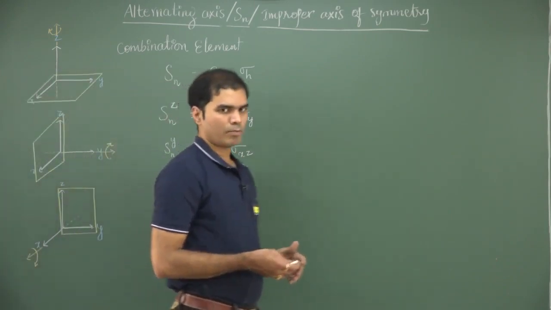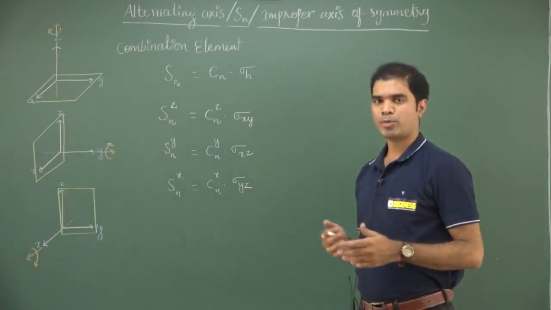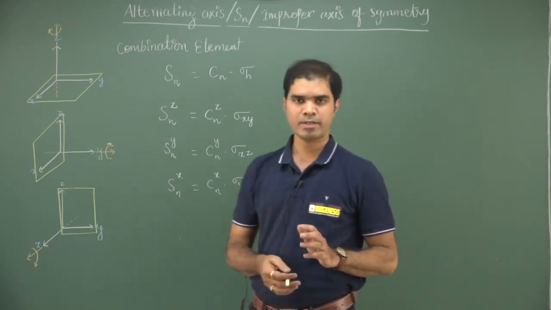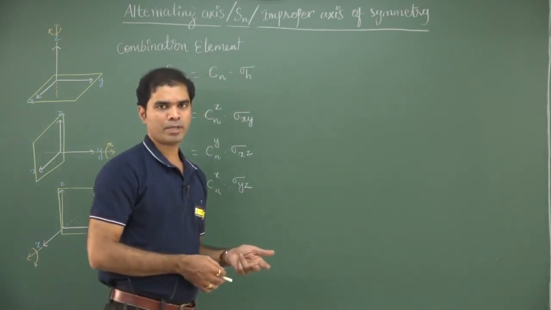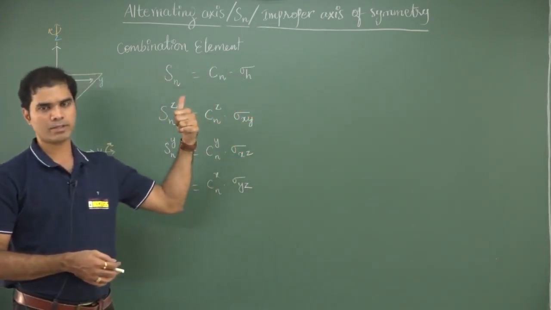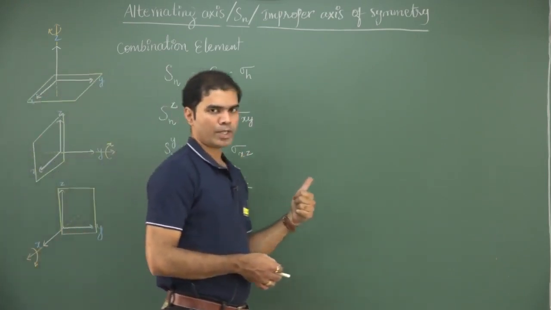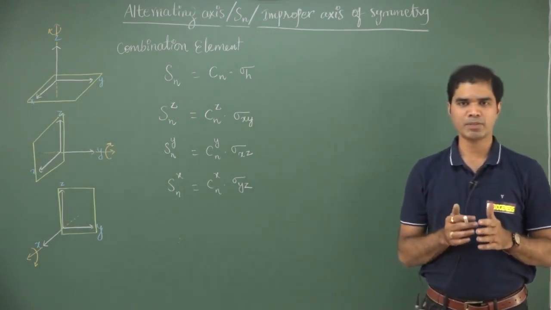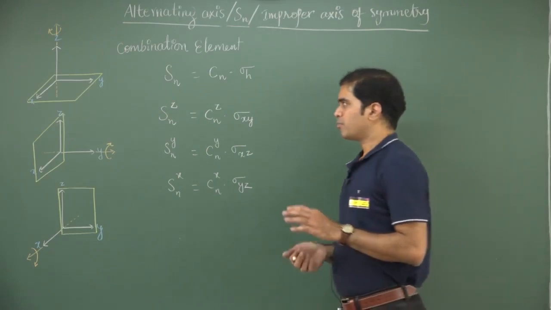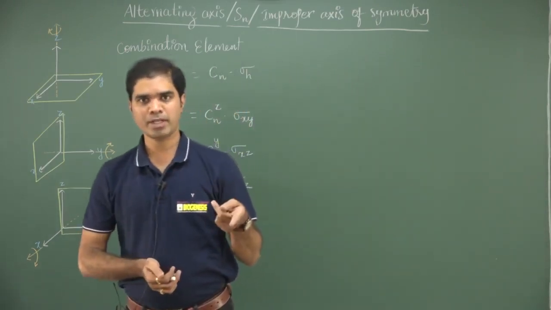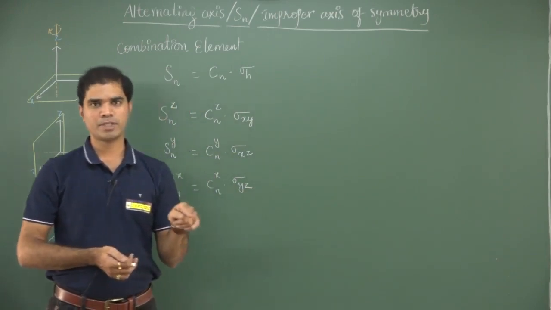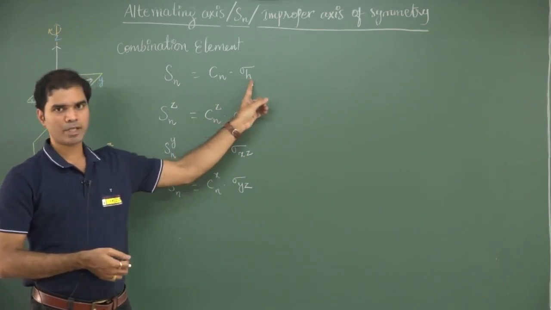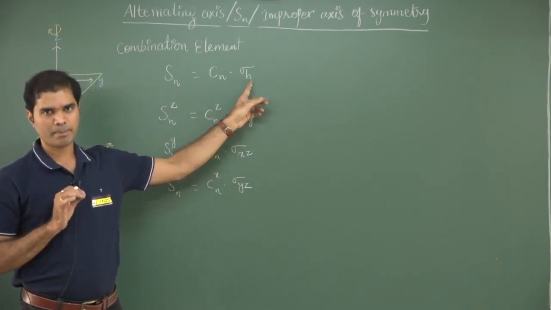Now what exactly is this element? I will define it. Sn or improper axis of symmetry is an imaginary symmetry element which is a combination element where a rotation operation is carried out followed by a reflection perpendicular to the rotation, and this brings the molecule into an equivalent configuration. So the prerequisite is that rotation must be followed by perpendicular reflection. It is not any reflection, it is a perpendicular reflection. There should not be a parallel reflection. That means we should not use a vertical plane, we should only use a horizontal plane.